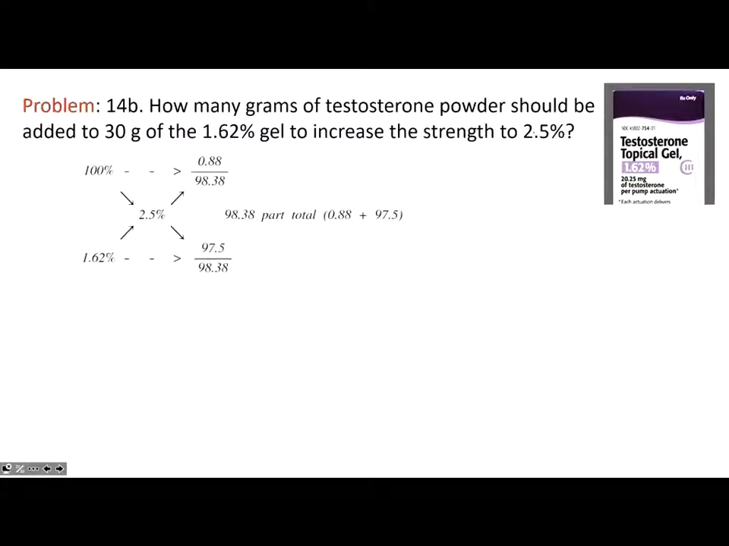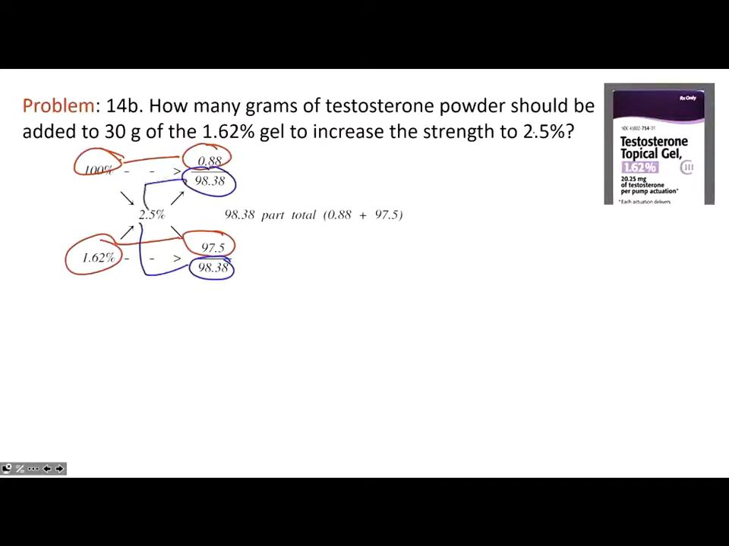All right? So let's work it the same way, but there's just a little bit of variations. So now the high strength actually is the testosterone powder we're adding. What concentration is testosterone powder if it's pure testosterone? It's 100%. So we put 100% on top to represent the testosterone powder. Now the lower strength is the gel we're starting with, the 1.62%, and to the right in the middle is our target of 2.5%. Do the same sort of math here, and I won't belabor that point, but you can set up the proportions. But I would try to remind you that the 0.88 parts goes with the 100%, the 97.5 goes with the 1.62, and remember this larger number on the bottom is what goes with the 2.5 in terms of parts.